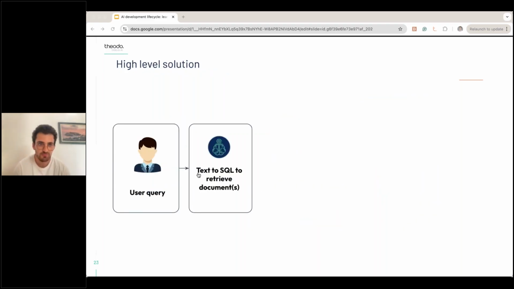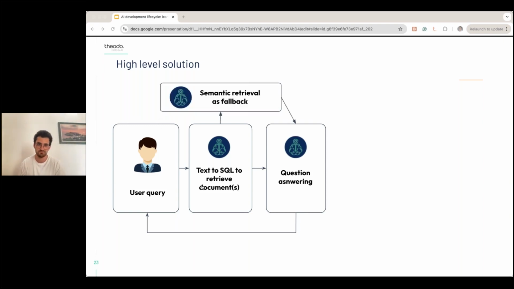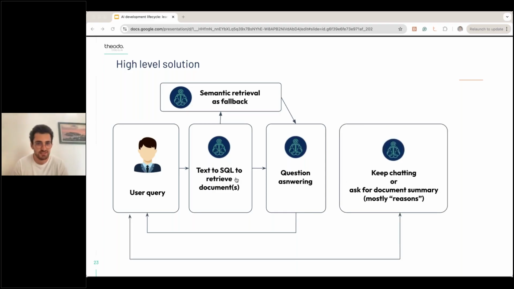To solve this problem, we built this high-level solution, which involves a user formulating a query. The query is transformed to a SQL query, so natural language queries to a SQL language query. And then from the documents retrieved, an answer is provided to the user. Sometimes, even after many retries, we cannot find any working SQL query, so we just do semantic retrieval as a fallback. And then the user can keep chatting or ask for a document summary.